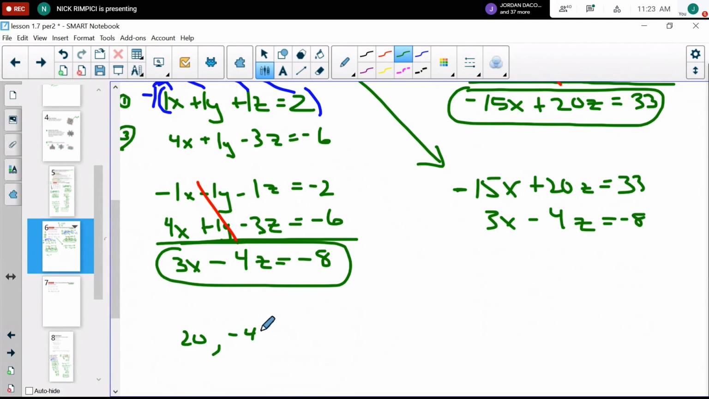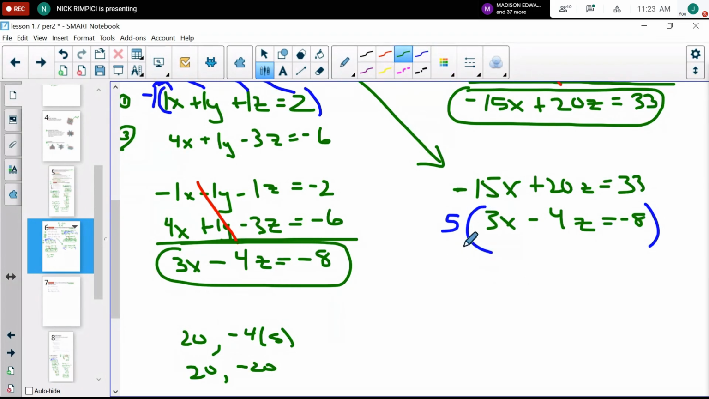If you multiply this -4 by 5, you're going to have 20 and you're going to have -20, which we know will eliminate. So I have to multiply the one with the -4, the bottom equation here, by 5. So I'm going to multiply this equation down here by 5. Okay? That is not the only way to do it. You could have multiplied this by -5. If you multiply by -5, you'll be eliminating the x's instead.